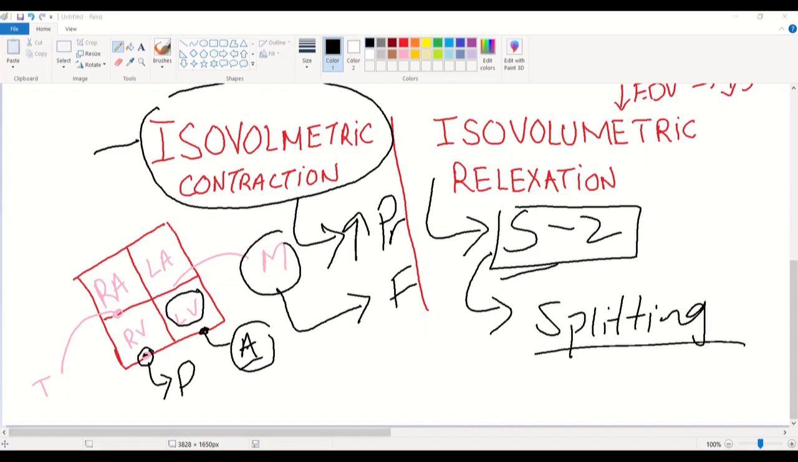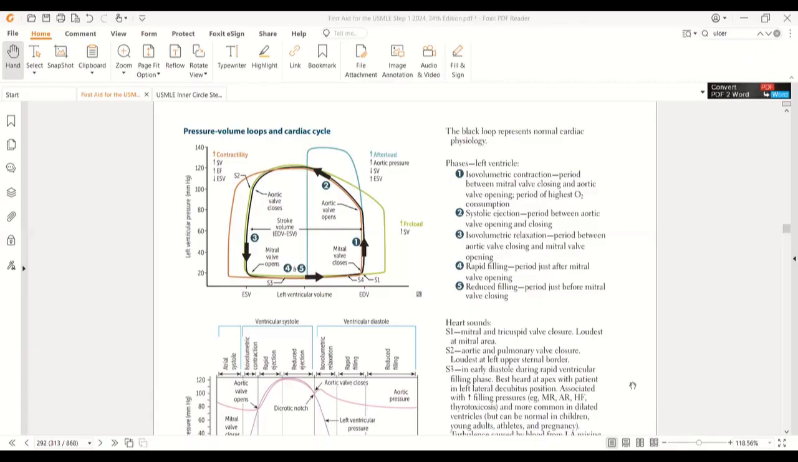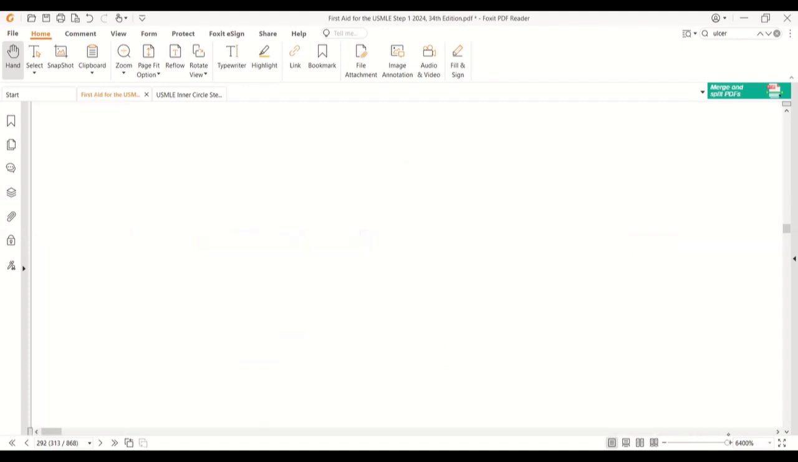So I'm going to the First Aid. Is this First Aid visible to you or not? No. Okay, I'm going to share this again. These are some different ways to assess the concept of the cardiac cycle. These curves are high yield, and you will find a lot of questions on these curves in the USMLE. Let me maximize this.